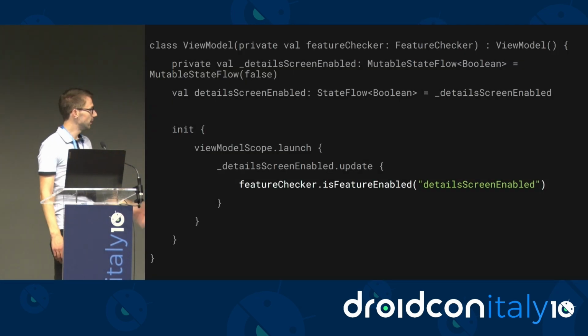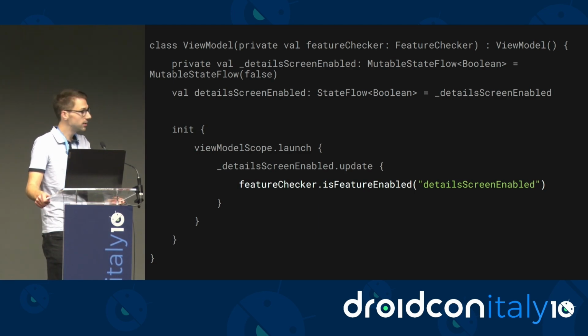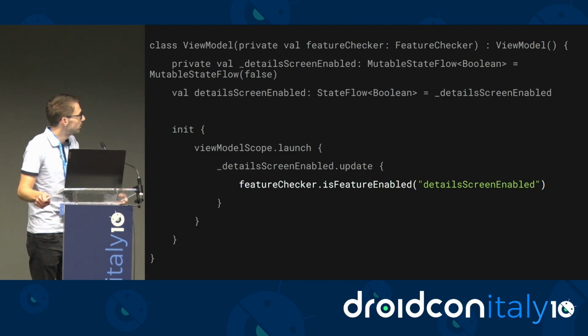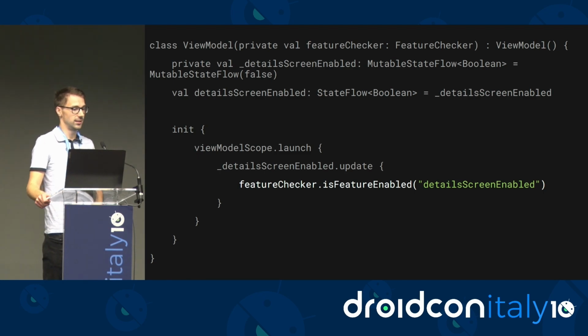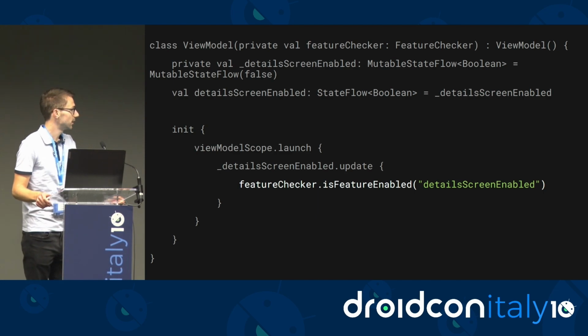So then if we take a look, here we have a view model. We inject the feature checker class that we defined earlier, and we have some state flow that basically tells the UI whether it should show some entry point into the details screen. And then what we're doing is emitting the value of the feature flag. So we're calling feature checker is feature enabled, and we're providing the feature flag.